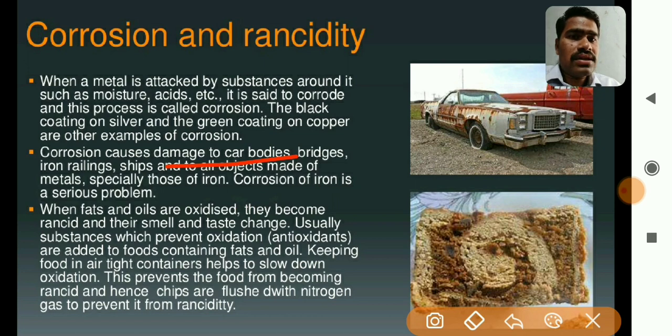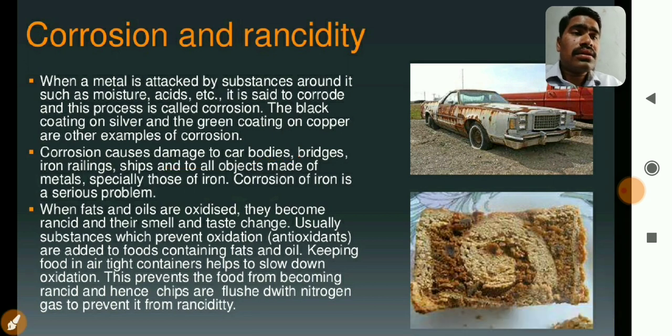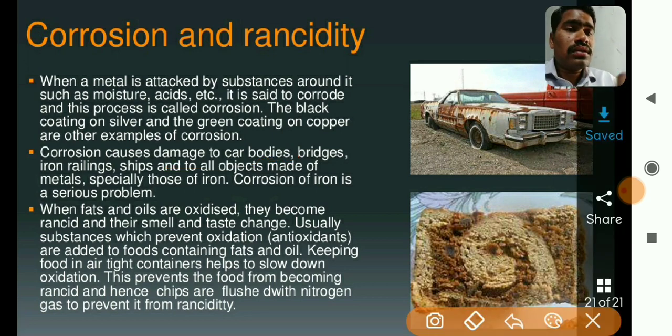Now see, in the case of metals we call it corrosion. But then how to prevent this? Corrosion is nothing but oxidation, because addition of oxygen is also taking place in corrosion.